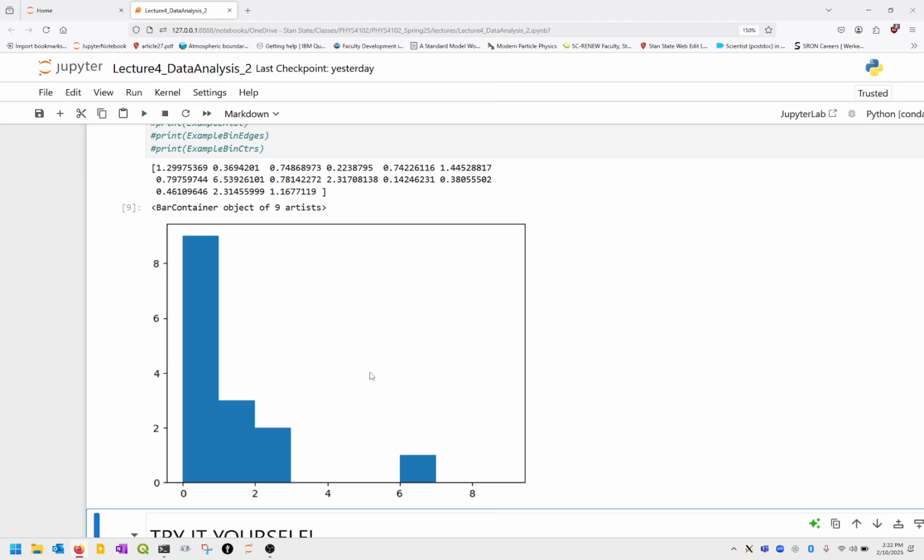Oftentimes a lot of students, such as myself when I first learned about histograms, did not understand how this actually works. I just knew I type histogram in Python and it makes a histogram for me, and I don't need to understand what it does. So let's take the first number, 1.3. It's going to be between 1 and 2. What the computer is actually doing is stacking Legos up for you. The next number is 0.4, so it's going to stack it over here.